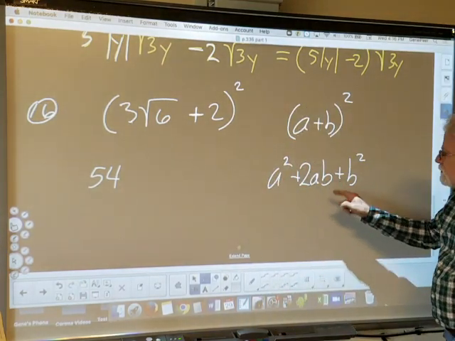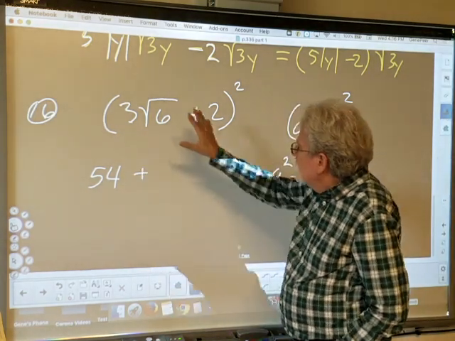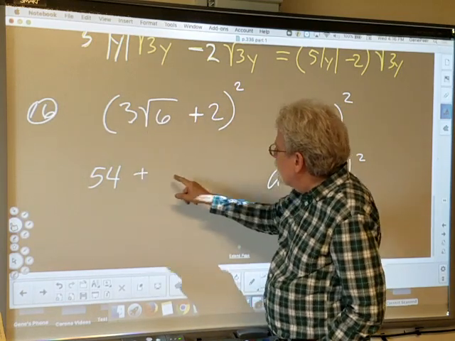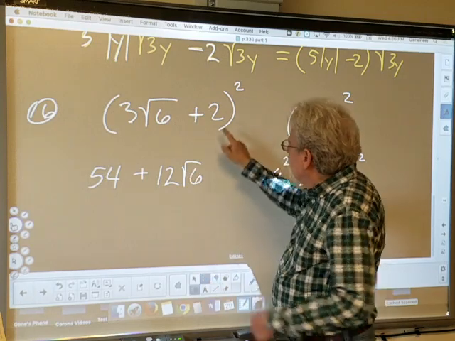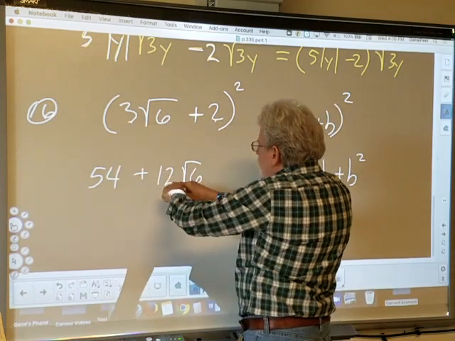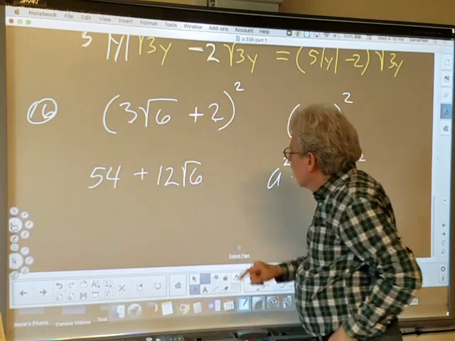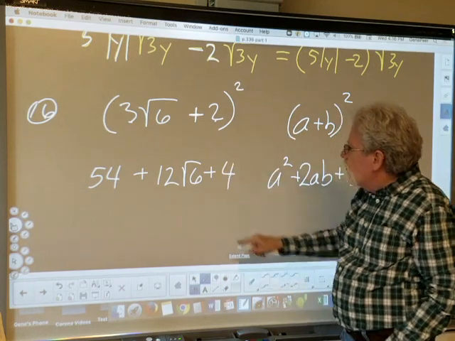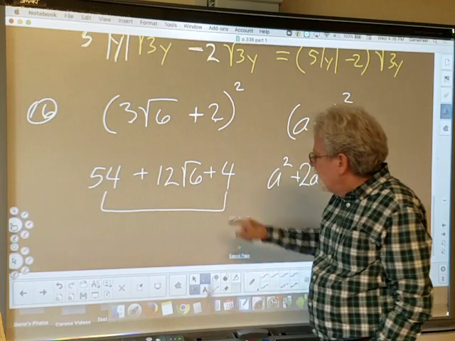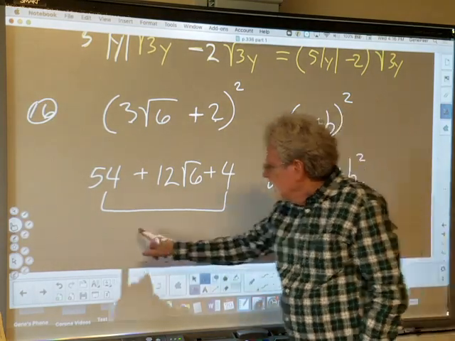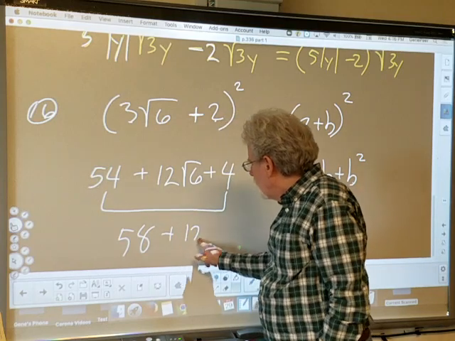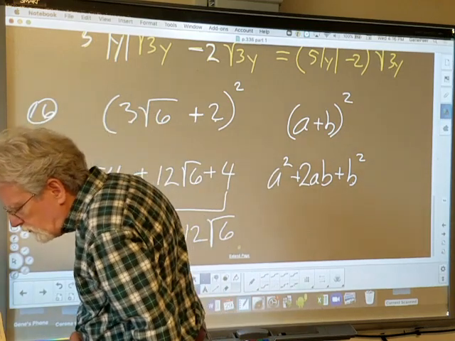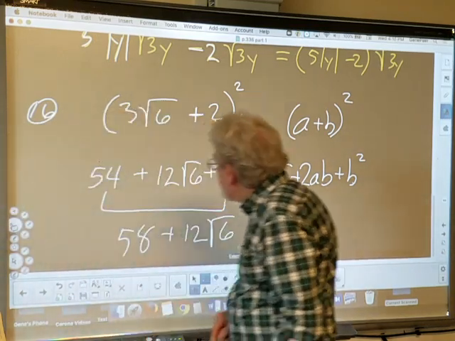Now we do 2 times a times b. A times b would be 6 square root of 6. We're going to double that, so that's 12 square root of 6. 2 times 3 is 6. Doubled is 12 square root of 6. And then we square our last term, b squared, 2 squared being 4. We're done. Oh, not quite, because we can put these guys together. We must simplify. Don't leave your answer like that. That gives us 58 plus 12 square root of 6. And now we're done. And never trusting myself too much, yep, that's what my book says. Number 18.